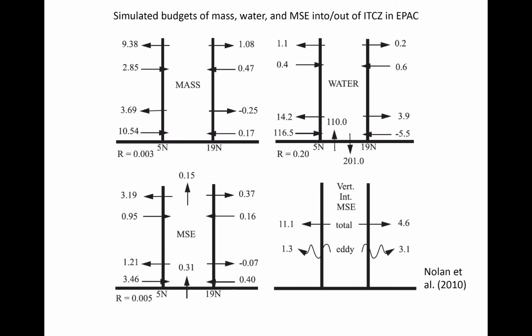As expected, the vertically integrated transport of MSE was poleward both north and south of the ITCZ, with total transport being about 2.5 times greater in the southern hemisphere, and eddy transport being about 2.5 times greater in the northern hemisphere. And for these figures, you can think of the ITCZ as being a broad region located between 5 north and 19 north, with its center at the SST maximum at 12 north.